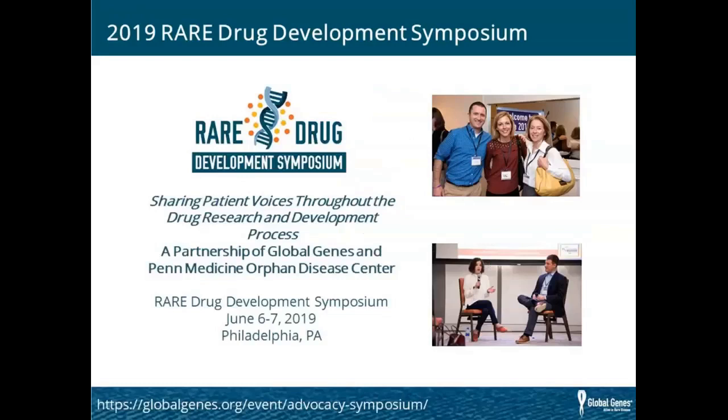We also have our Rare Drug Development Symposium taking place on June 6th through the 7th in Philadelphia, Pennsylvania. This event is a collaboration between Global Genes and the University of Pennsylvania Orphan Disease Center. The purpose of this event is to educate patient advocates on the drug development process and the role that advocates play in that process. Registration is already open for this. If you'd like to register, please visit our website to do so. We also have exhibiting and poster presentation opportunities open as well.